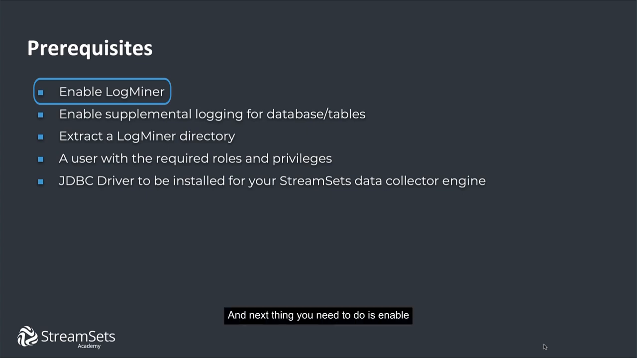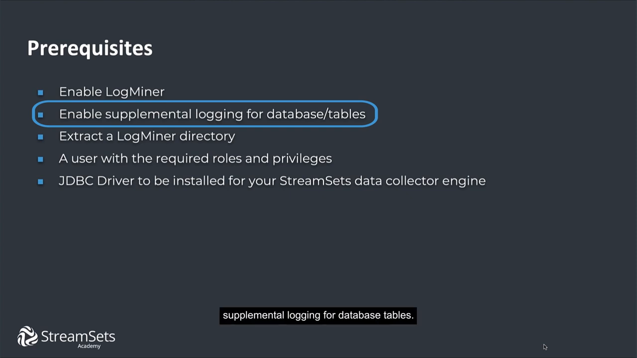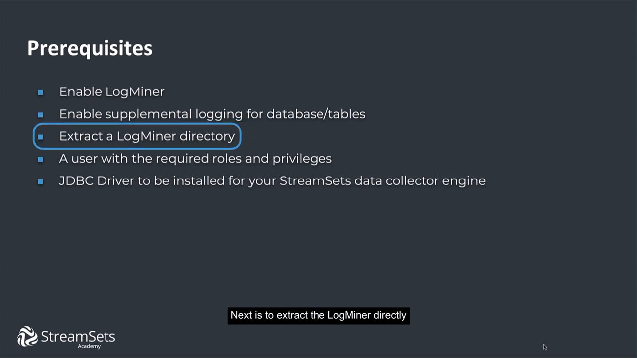The next thing you need to do is enable supplemental logging for database tables. To retrieve data from redo logs, LogMiner requires supplemental logging for the database or the tables. You can specify certain tables for which you are enabling change data capture. But if you are enabling it for the whole database, you can set this supplemental logging option for the whole database. You can enable at least primary key identification key logging, which records only the primary keys and changed fields.